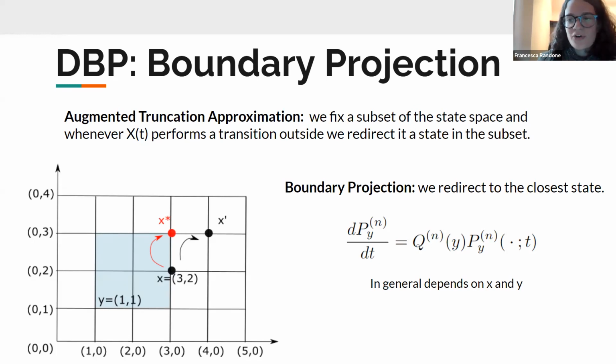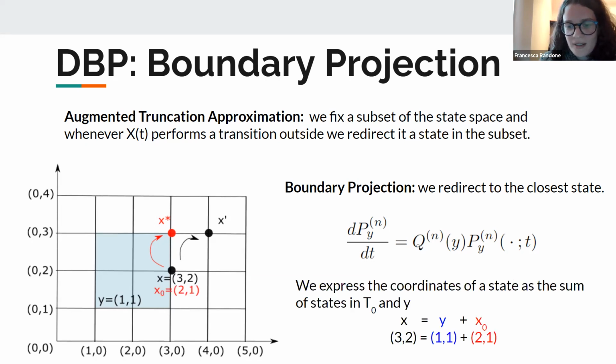Once you do this for all the transitions outgoing the truncation, you can write a master equation for the states in the blue area. And you will get an equation like this, which in general will depend on both x and y. But with a very simple trick, you can make it dependent only on y, because you can shift from global coordinates of the states to local coordinates.